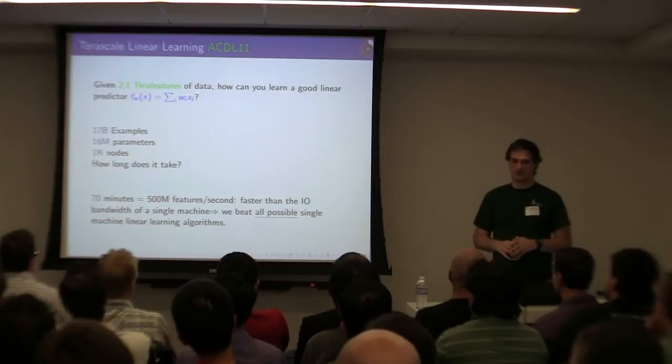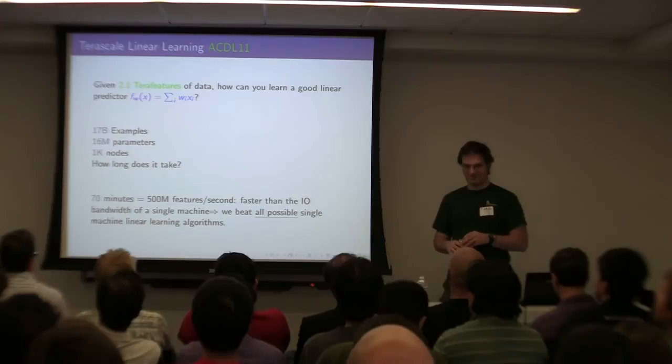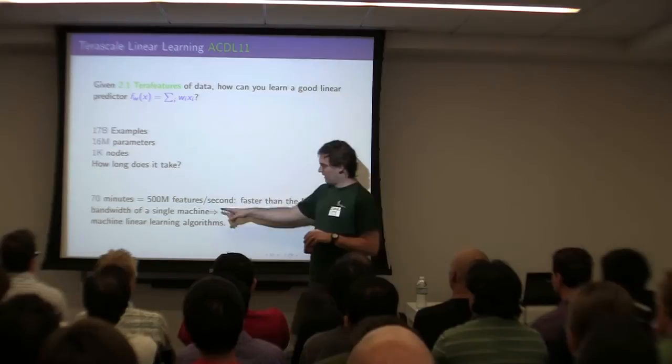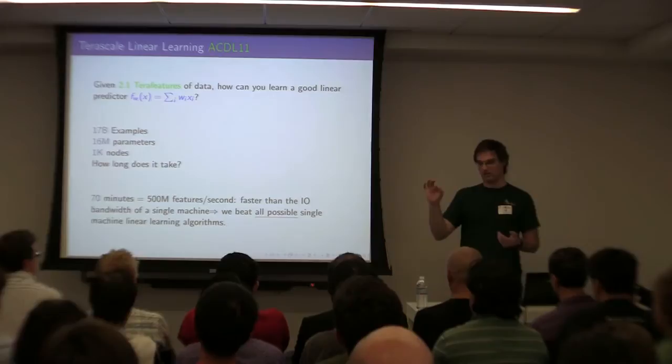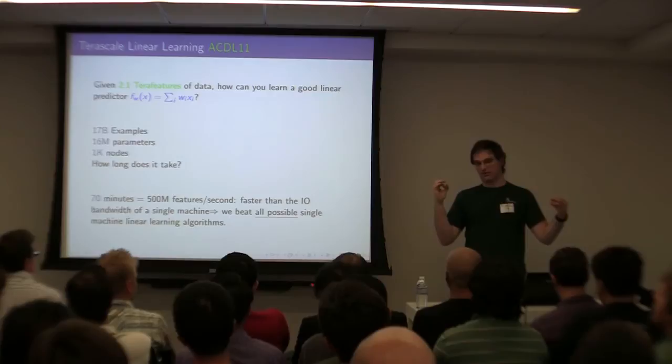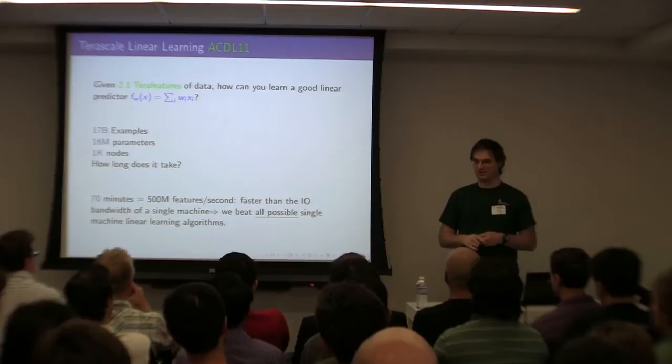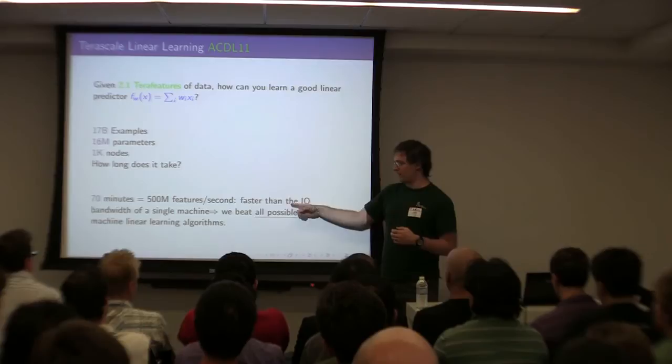Okay, so this is a bit worse than 5 minutes, but this is still, if you just take the number of features and divide by the time, 500 megafeatures per second. And each individual machine in this cluster had just a gigabit network card. And you can't shove 500 megafeatures through a gigabit Ethernet card in a second. So we're actually training faster than the I/O bandwidth of any machine in the cluster.